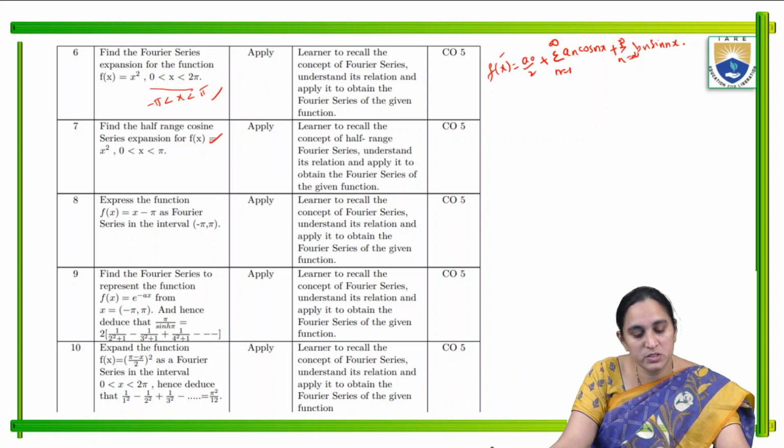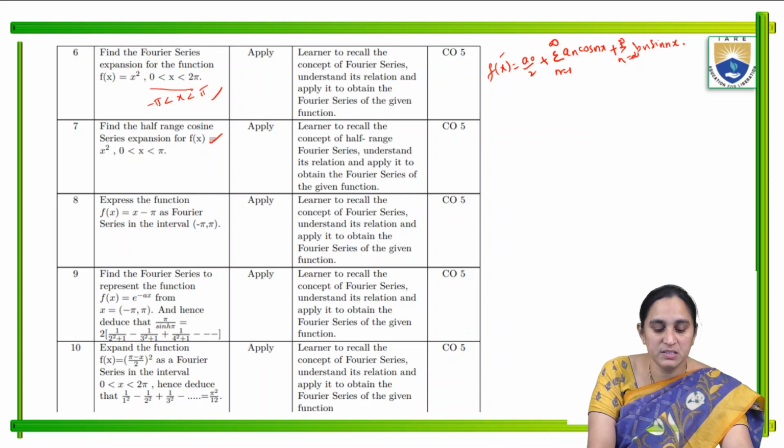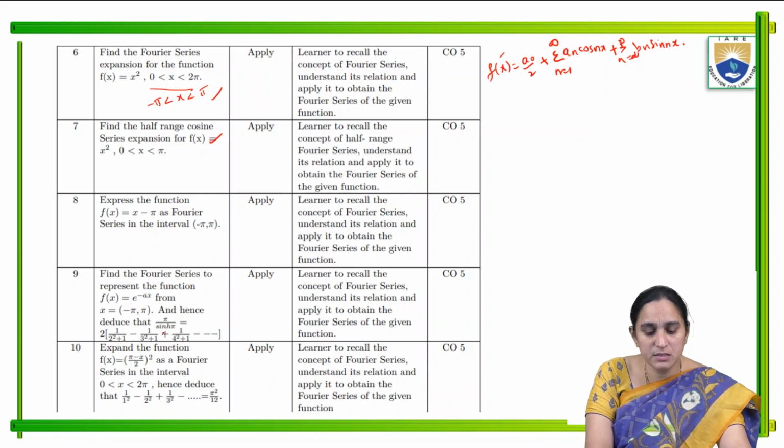And next, ninth question, find the Fourier series to represent the function f of x is equal to e power minus ax from x is equal to minus pi comma pi. Hence, deduce that pi by sin hx is equal to 2 into 1 by 2 square plus 1 minus 1 by 3 square plus 1 plus 1 by 4 square plus 1 and so on. Okay, here e power minus ax as the exponential function. From that, first of all find out the series and after that reduce the deduction part.